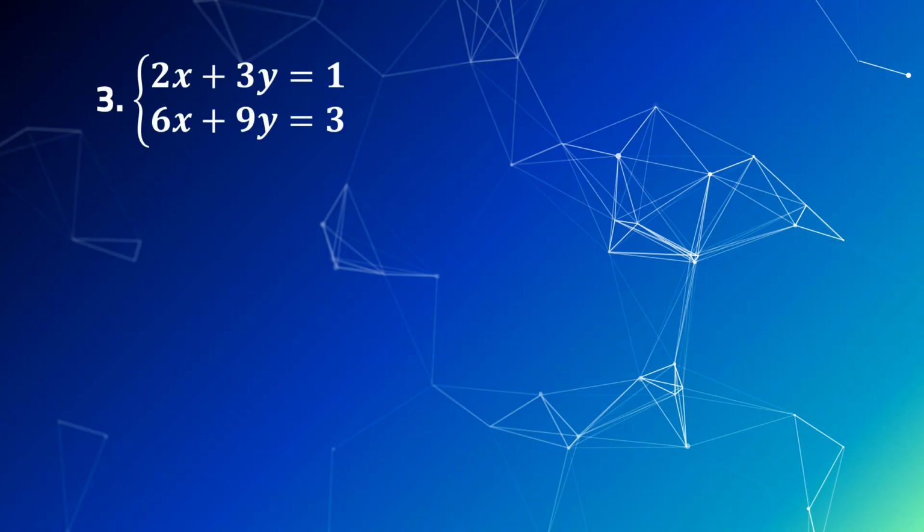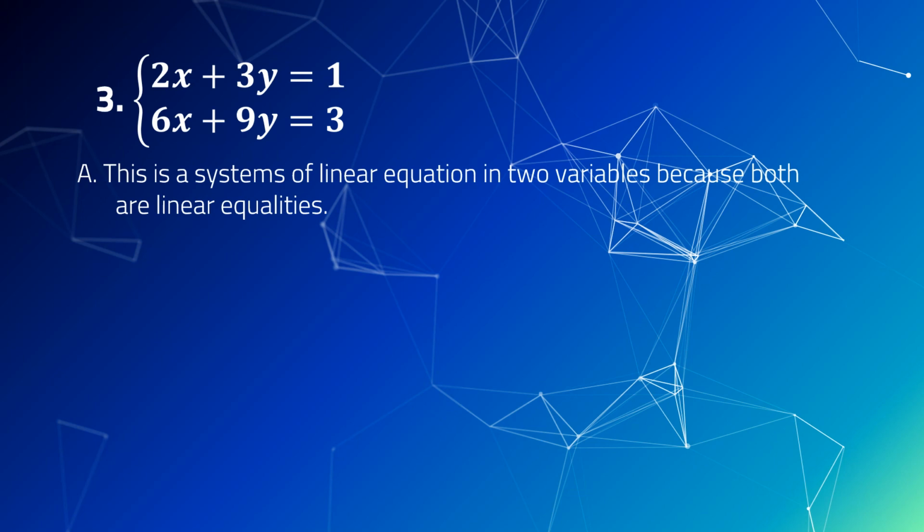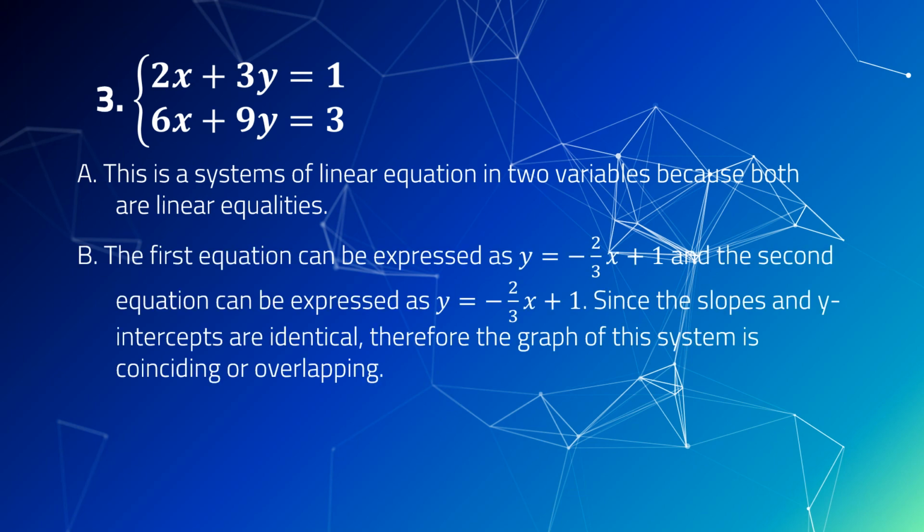Okay, our last example, we have here 2x plus 3y equals 1, and then we have 6x plus 9y is equal to 3. It has two variables, and this is also linear. Therefore, this is a system of linear equations in two variables. The first equation can be expressed as y is equal to negative 2/3 x plus 1, and the second equation can be expressed as y is equal to negative 2/3 x plus 1 if that is simplified.